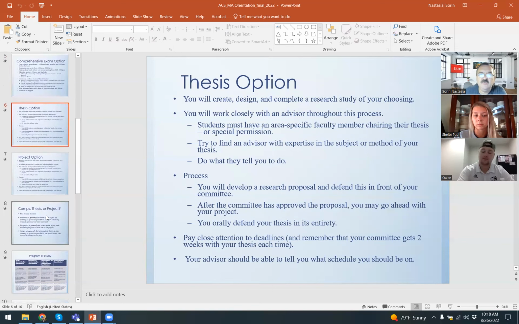Thesis option: you will create, design, and complete a research study of your choosing. You will work closely with an advisor throughout this process. That is why usually towards the end of the second semester, I will ask you to start thinking about, hey, what are the courses that you took? Which are the professors that you collaborated more with? You liked them, they liked you, you had a better grade in that course. That means that you like the subject matter more. So then maybe you should ask that professor to be part of your committee.